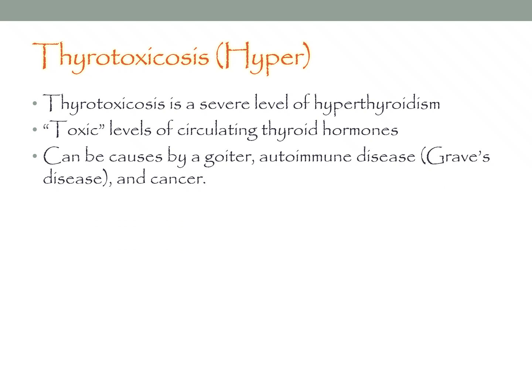Thyrotoxicosis, as the name suggests, is a severe level of hyperthyroidism. It results in toxic levels of thyroid hormones circulating. There can be many causes of this. Now, this is kind of a stepwise progression, because next we're going to talk about a thyroid storm, which is actually a life-threatening condition.